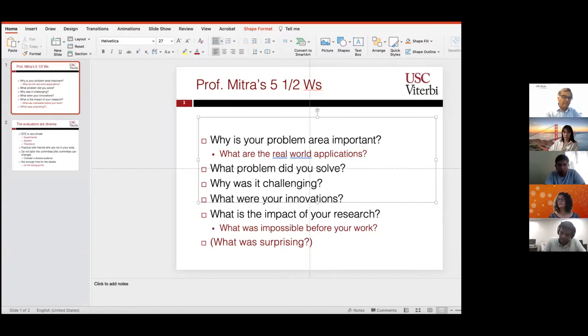Why was this problem challenging? What were the hurdles that you had to overcome? What was the most difficult thing that you had to do? What were your innovations? And very importantly, what is the impact of the work that you did? And a way of thinking about this, and I know it seems very lofty, but to ask yourself, what was impossible before you did your work?